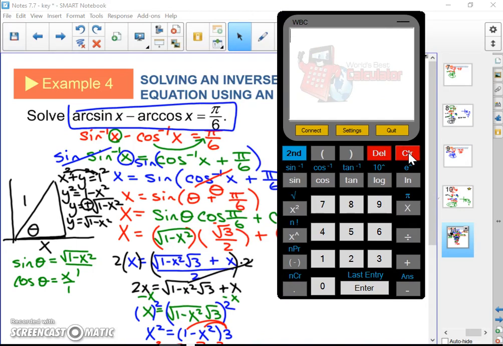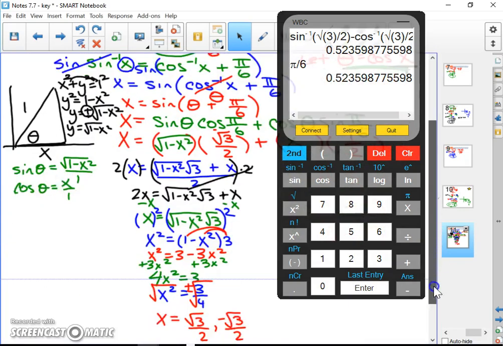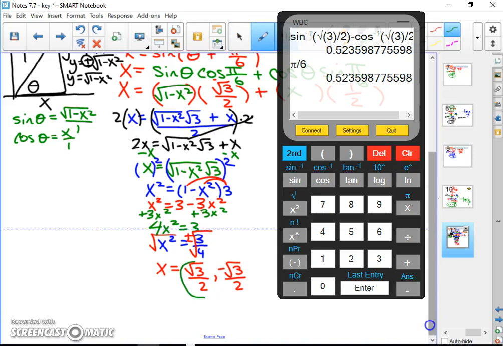And let's plug in. I would have inverse sine of the square root of 3 divided by 2. Let's check that one first. Minus inverse cosine of the square root of 3 over 2. And hopefully that equals pi over 6. That's what it's supposed to do. So let's see what pi over 6 is. Pi over 6. Same thing. Okay, so that's good news. That means that the square root of 3 over 2 works. That's actually going to be a solution.